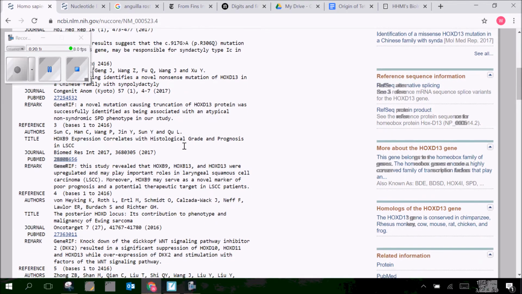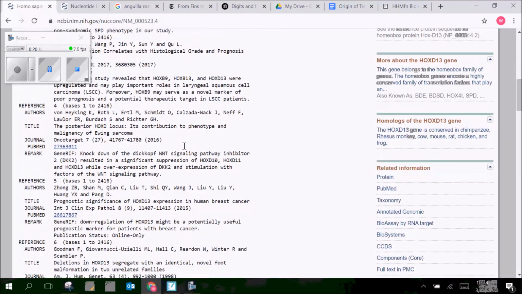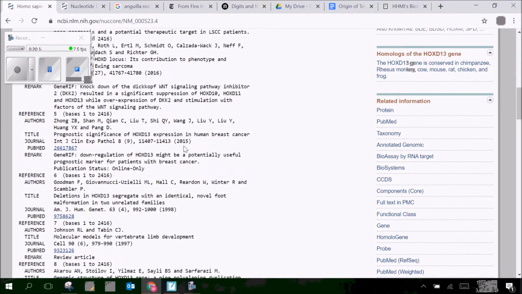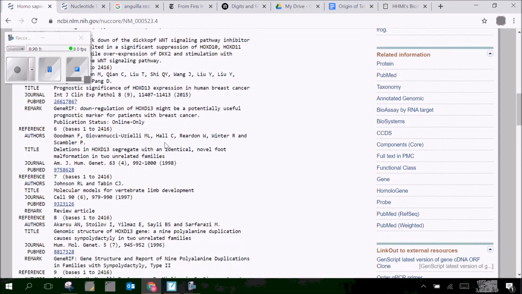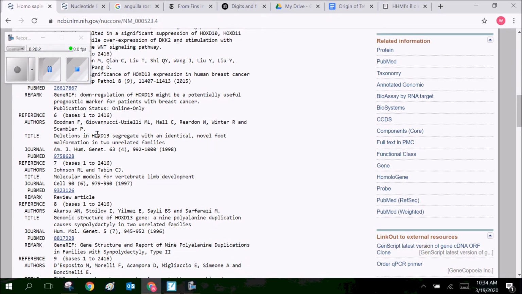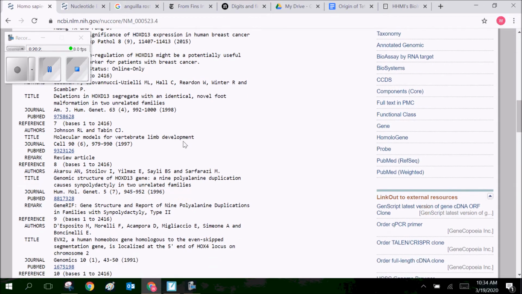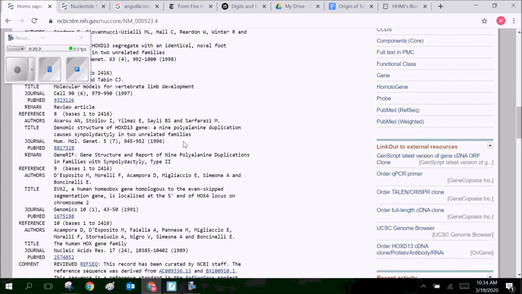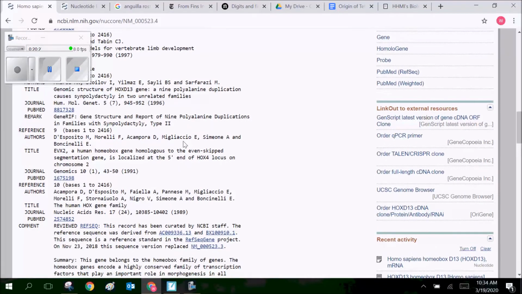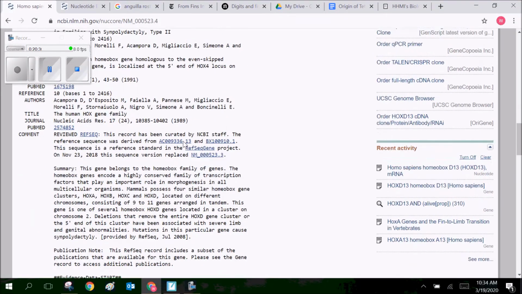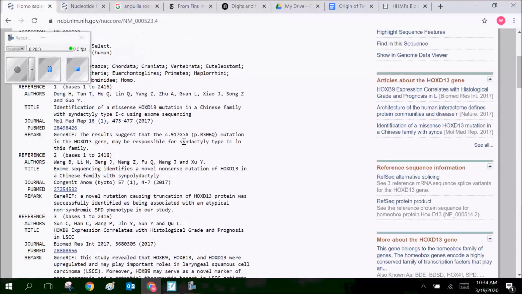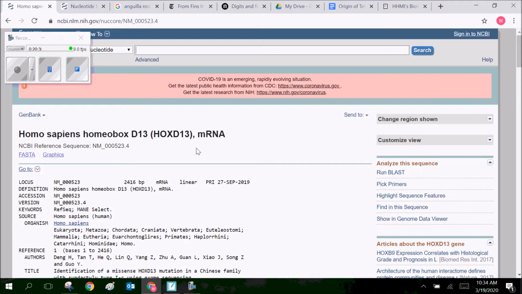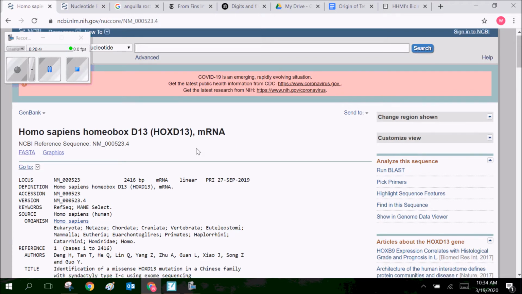Let's see, what's another cool one that we can find here? Ooh, interesting. Okay, breast cancer. That's fascinating. Foot malformation. Okay, so feet weren't acting right there. I thought I saw another one earlier that was pretty cool, but I can't find it anymore. So just scroll down through those mutations. You can kind of see what it's related to. But what we want is the sequence itself.